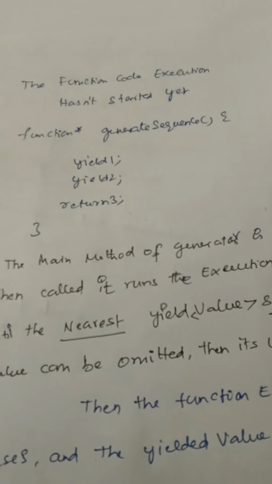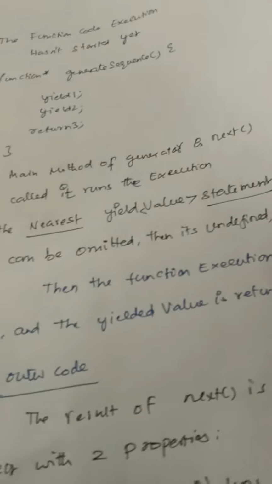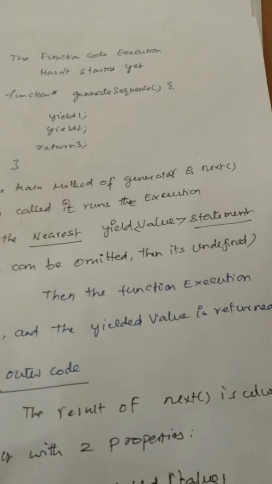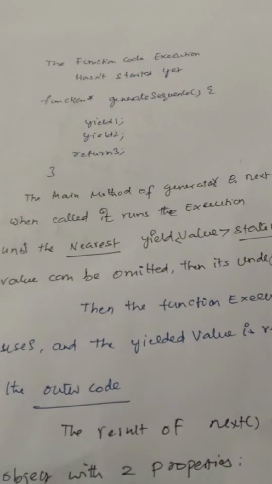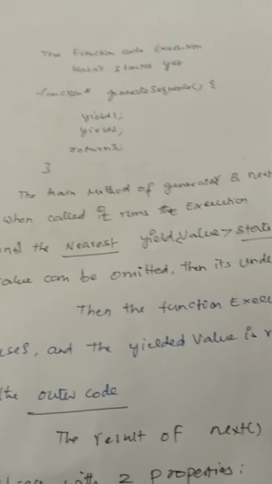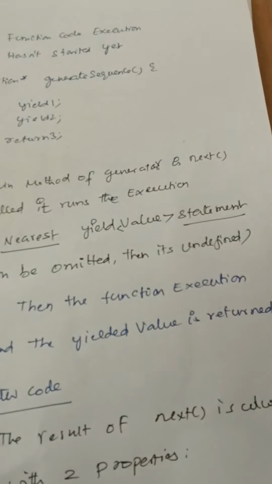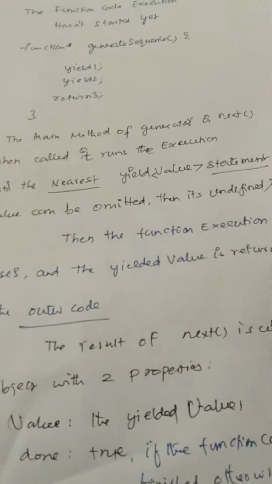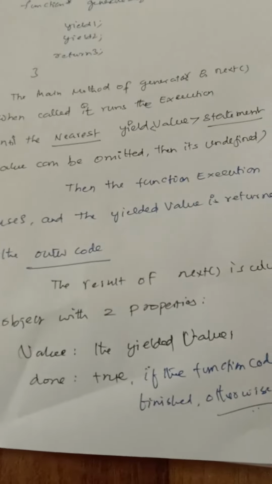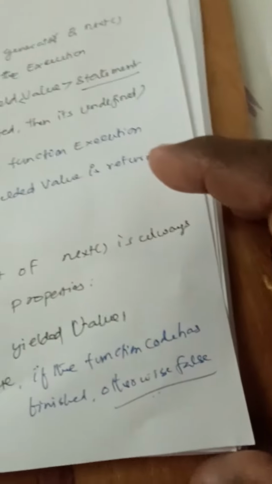The main method of the generator is next. When called, it runs the execution up to the nearest yield value statement; the value can be omitted, in which case it is undefined. Then the function execution pauses and the yielded value is returned to the outer code. The result of next is always an object with two properties: value, which is the yielded value, and done, which is true if the function code has finished, otherwise false.